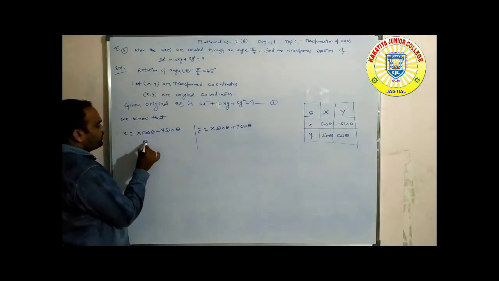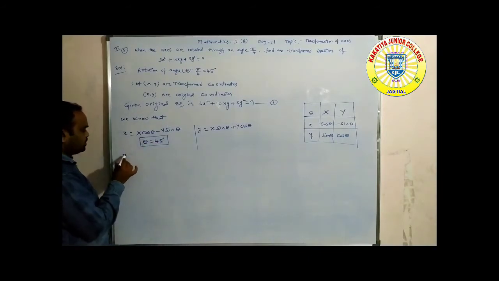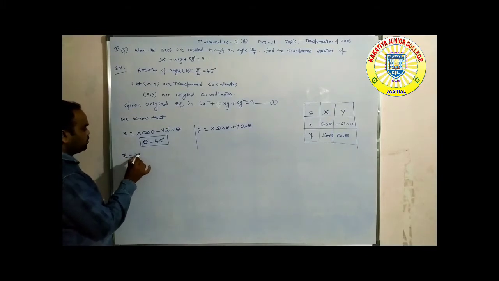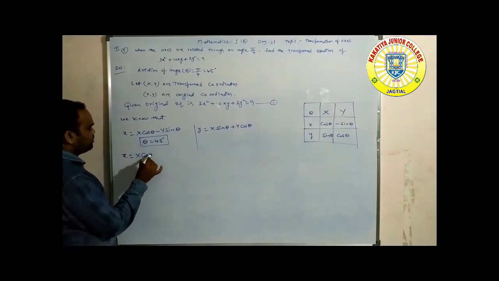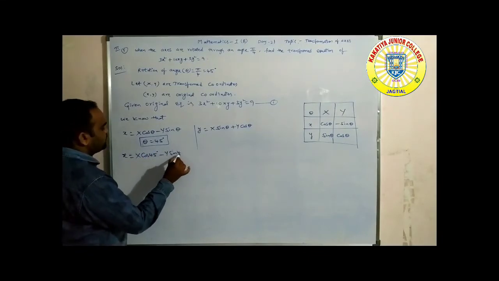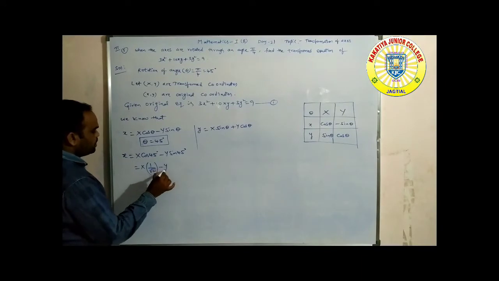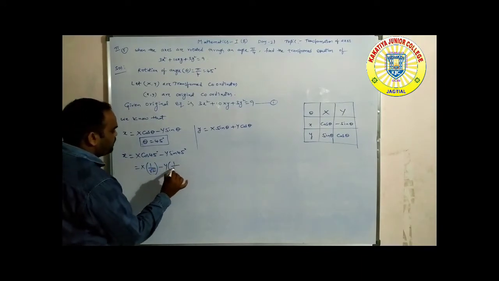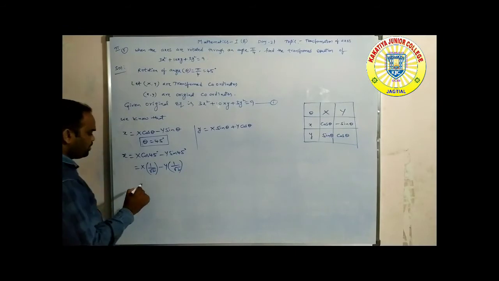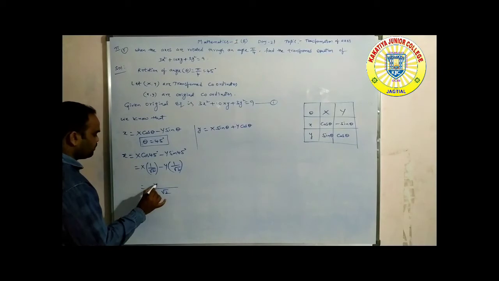Here what is the rotation of angle, sir? Theta is equal to 45 degrees. Small x is equal to capital X into cos 45 minus capital Y into sin 45. That is nothing but capital X into 1 by root 2 minus capital Y into 1 by root 2. Here what is the LCM value? Root 2 is the LCM value.